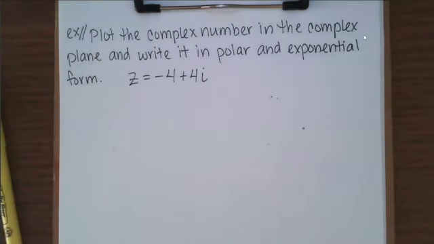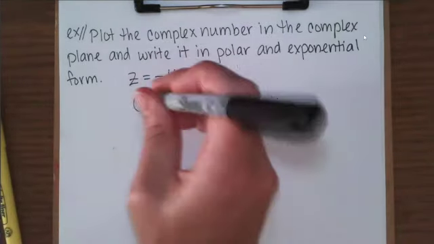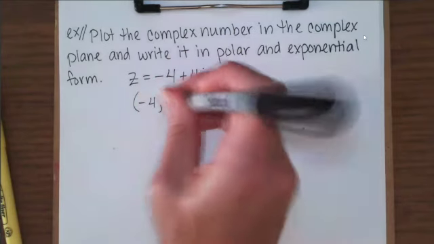So same question, plot the complex number in the complex plane and write it in both polar and exponential form. And we have z is equal to -4 plus 4i. So this is given to us in rectangular form. This is the x, this is the y. So in rectangular form, we have -4, 4.